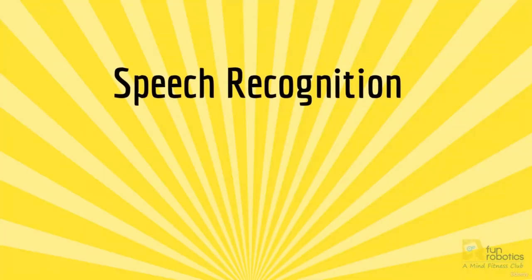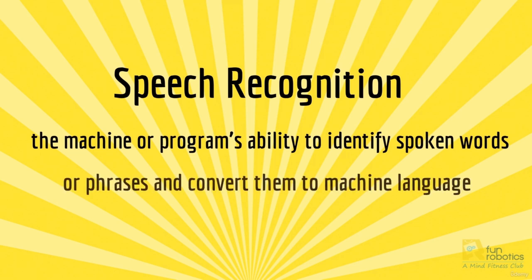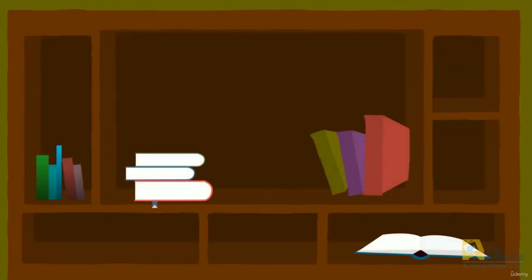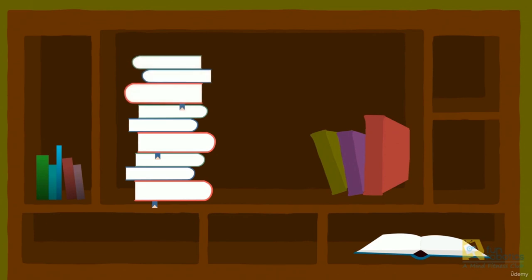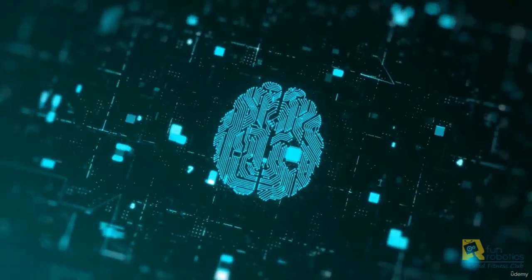Speech recognition can be defined as the machine or program's ability to identify spoken words or phrases and convert them to machine language. Basic speech recognition programs have a limited set of vocabulary within a certain language, but more advanced speech recognition algorithms, with the aid of machine learning, can recognize natural speech with different accents and ways of saying the same word or phrase.